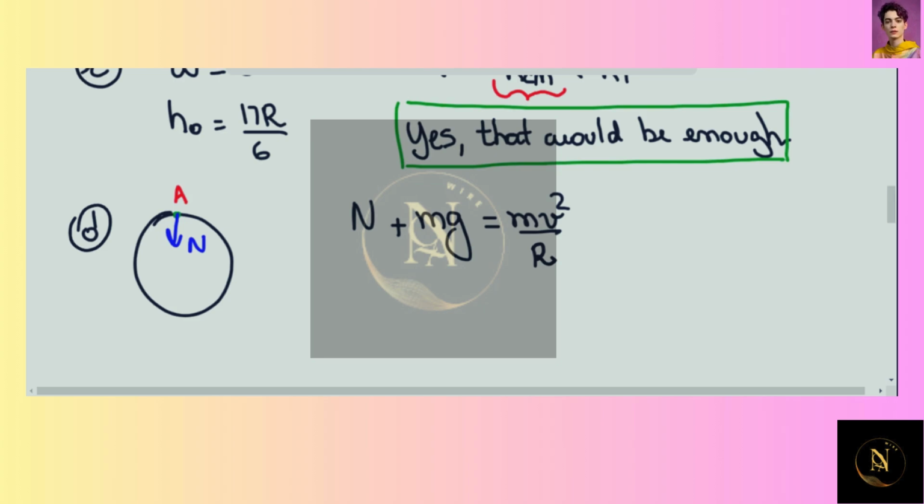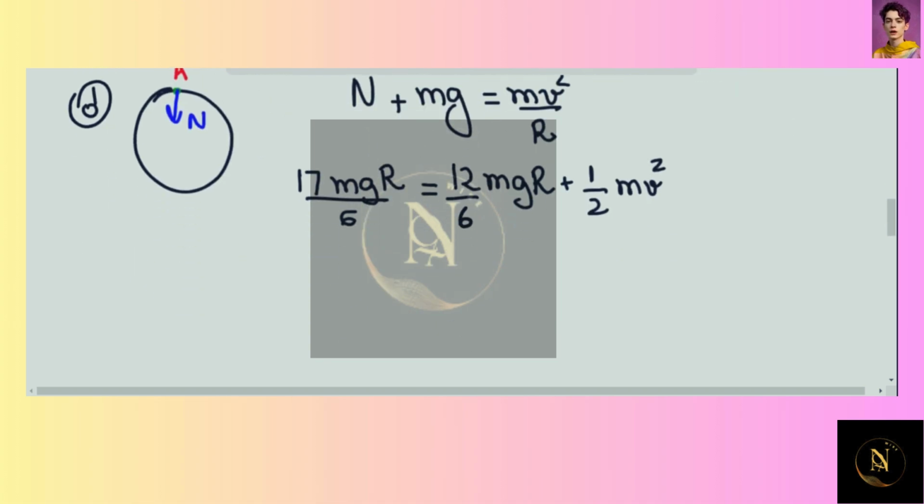So I'm going to use the conservation of energy. So I have 17 mgr over 6. This is the initial potential energy. The final potential energy is 2 mgr. And the final kinetic energy is just 1/2 of mv squared. Now writing 2 as 12/6, then we have 5/6 of mgr is 1/2 of mv squared. So v is equal to the square root of 5/3 of gr.